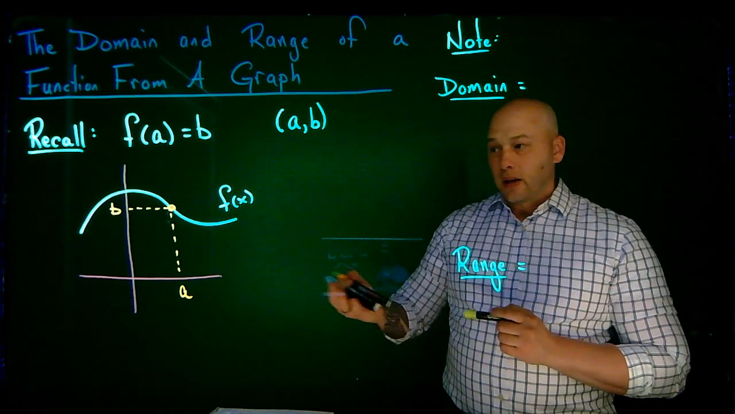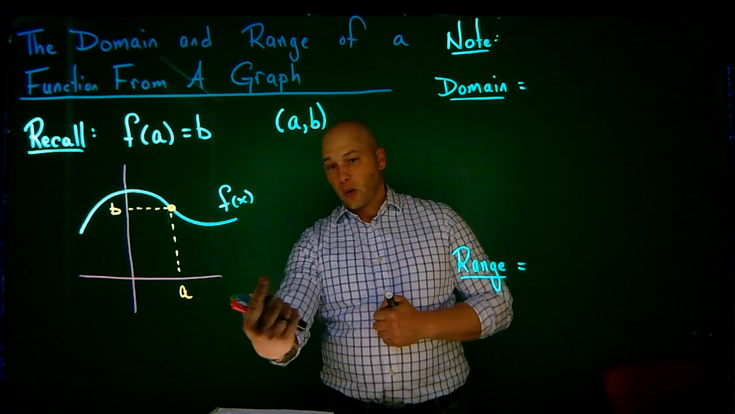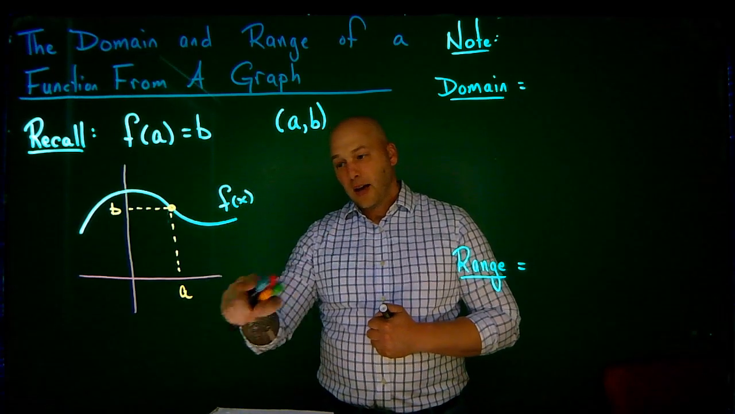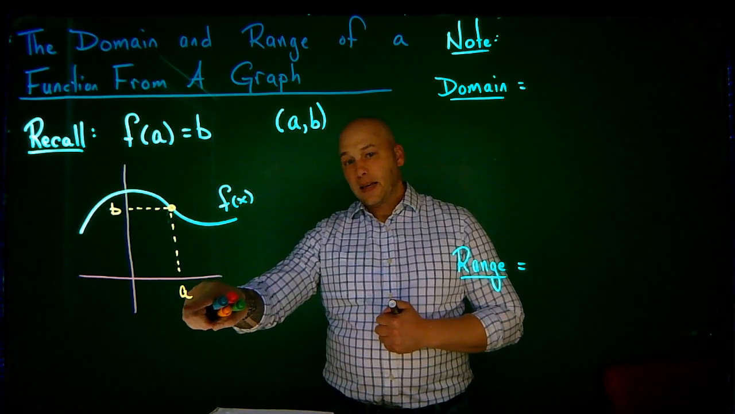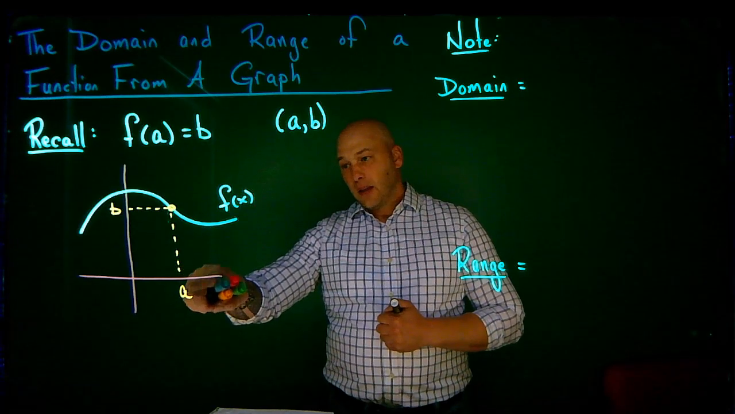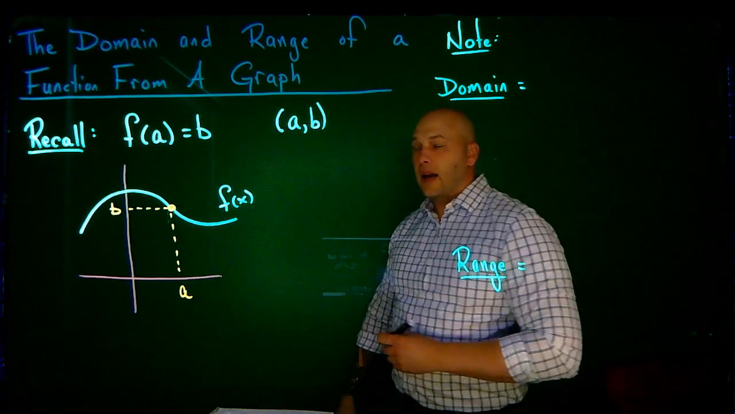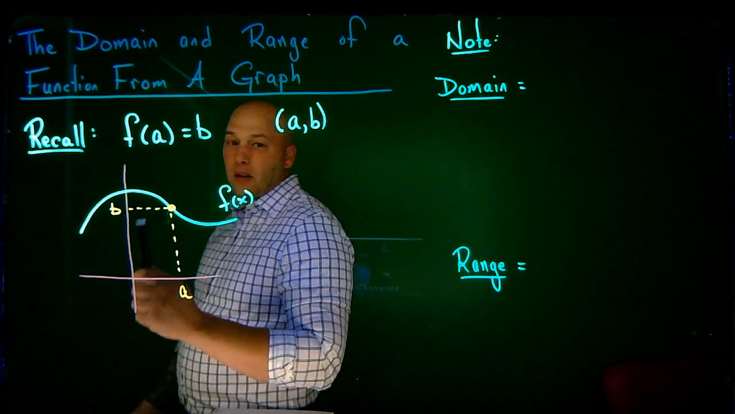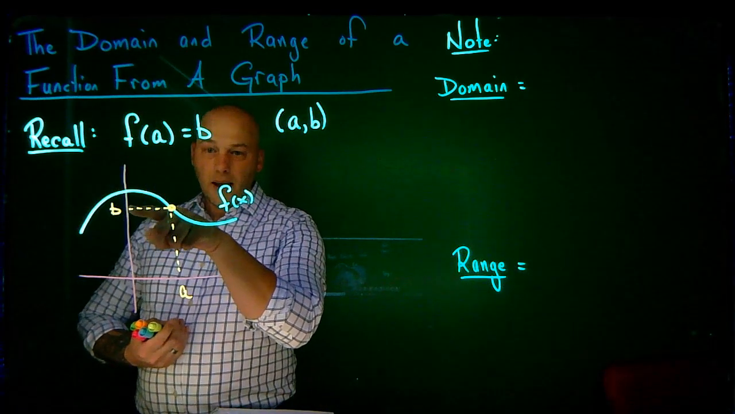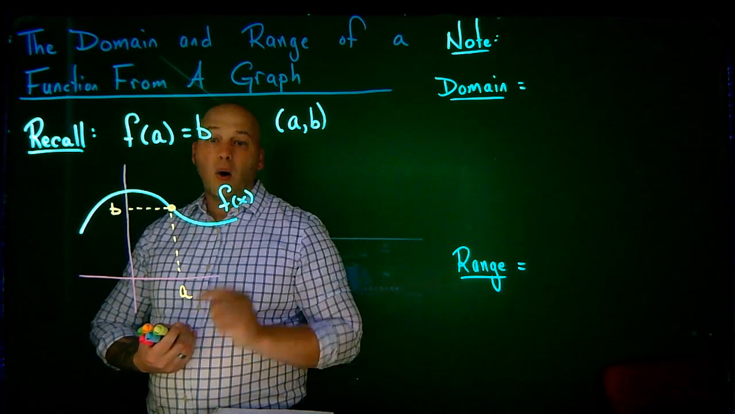Now, what I can do from this is say, well, remember the domain is the x value, so that's going horizontally. So in particular, if I had started with this graph, I could see that the value of a is in the domain, because if I go to the x-axis to a, there is a point on the graph that uses that a value. And then I see that the value of b is in the range, because if I go to this value of b on the y-axis, there is a point on the graph that uses that as a y value.